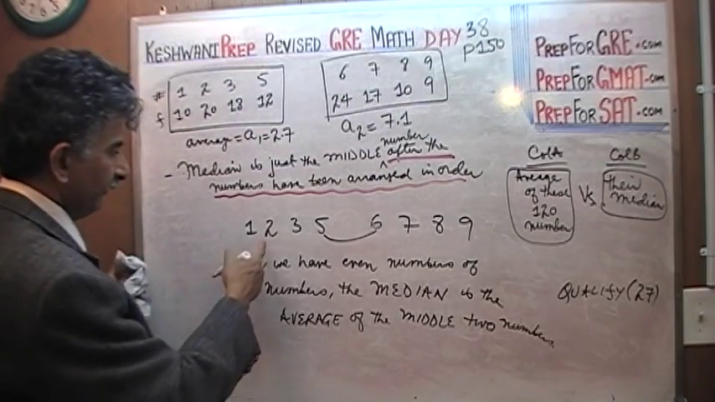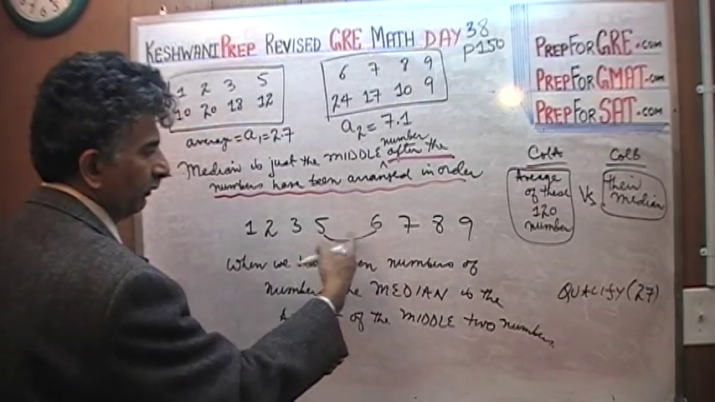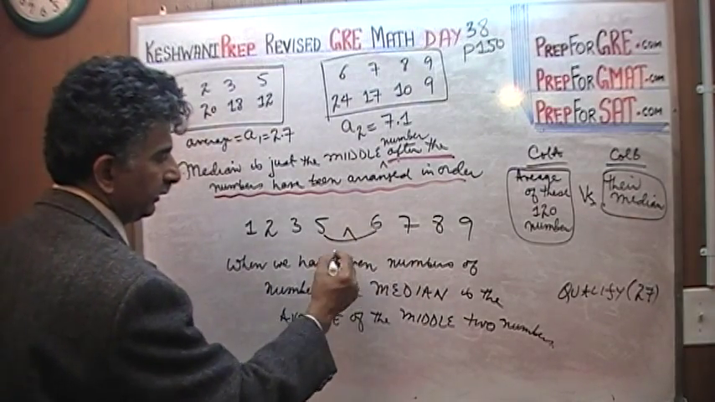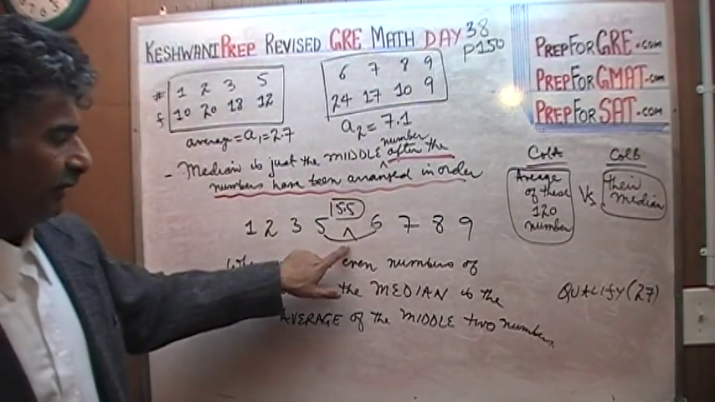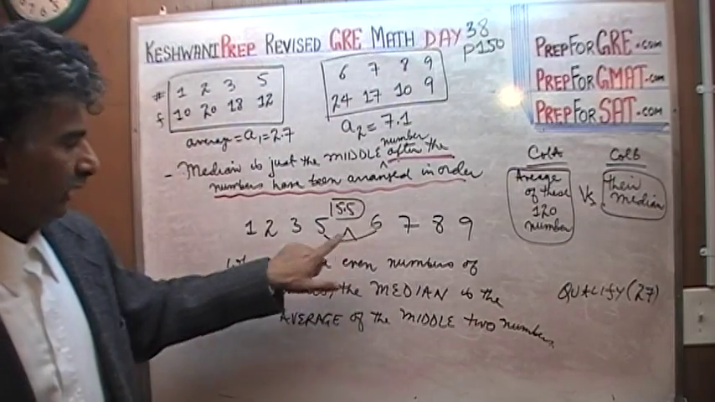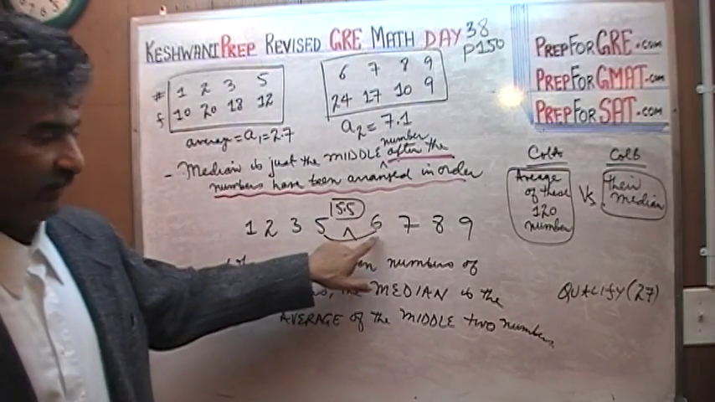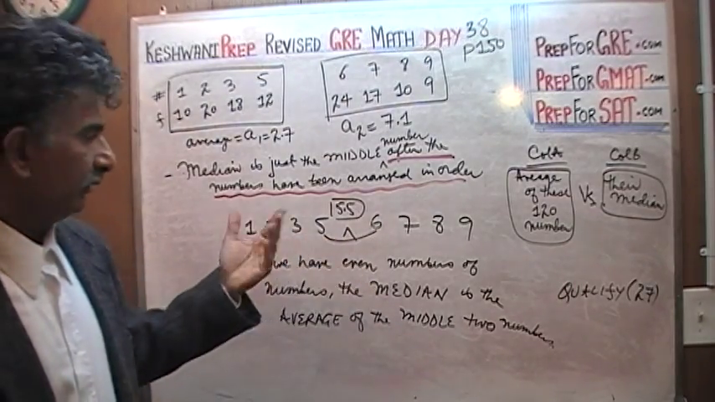For example, in this case, here we have 4 numbers, here we have 4 numbers. The middle is right here, which is 5.5. Something that falls exactly in the middle is the average of 5 and 6. The average of 5 and 6 is 5.5, because 5 plus 6 is 11, divided by 2 is 5.5.